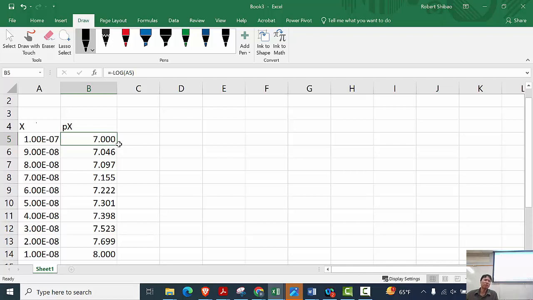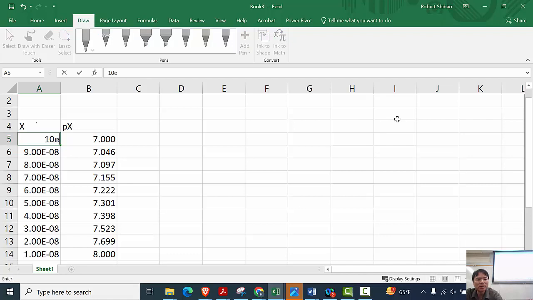But here, which one's more? A 7. A 7. Because a 7 would be, as we go, 1, 2, 3, 4, 5, 6, 7, 8, 9, 10, 10 times 10 to the minus 8. I could try to put in 10 times 10 to the minus 8, but Excel is going to change that immediately. So if I go to 10, yeah, that's 10 times more than 1, right? But Excel is going to change it to what? It's going to change it to 1 times 10 to the minus 7.